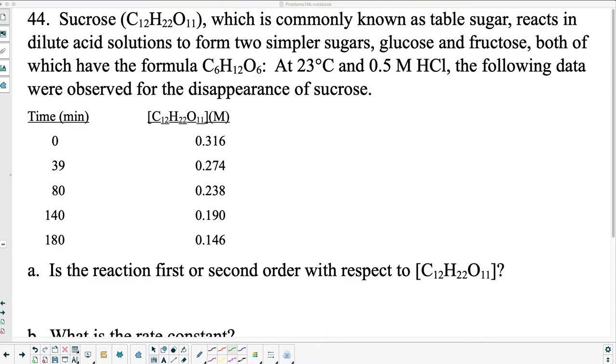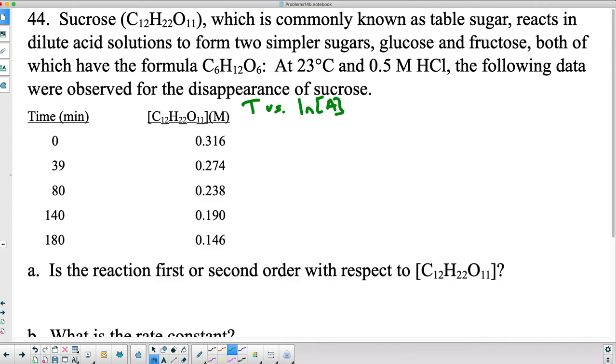Now, what we're given here is a time versus molarity, and you can see how the concentration decreases as you continue with the minutes of the reaction. So how would we figure out whether a reaction is first order or second order? Well, in terms of reaction orders, if I have a first order reactant, then I'm looking for a straight line when I have time versus, now it's not concentration, but the natural log of the concentration. I'm looking for a straight line with this.